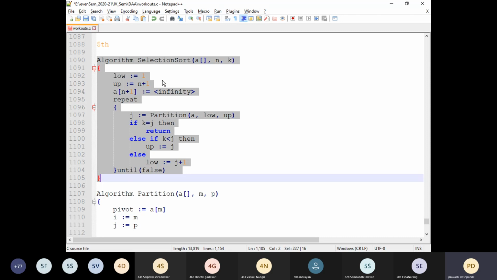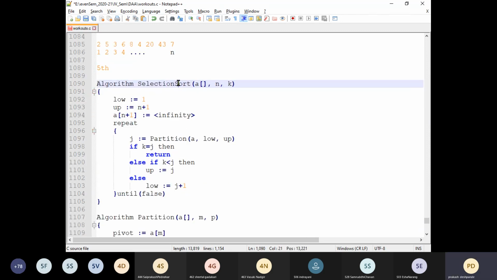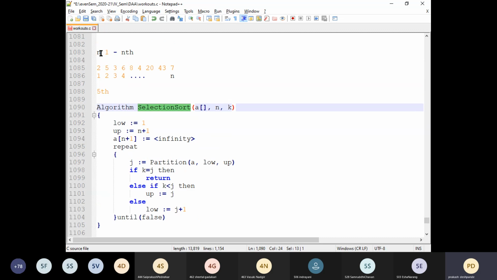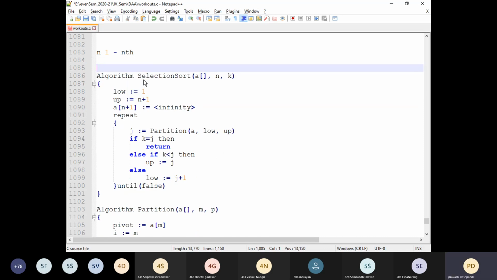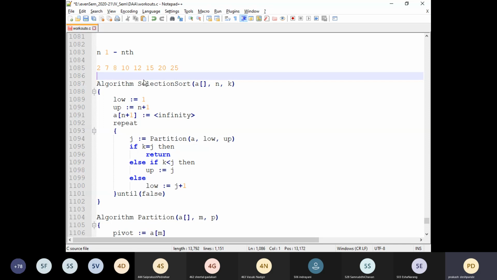Okay, pay attention, students. Now, the selection sort, as I said, if there are n elements, we need to position the element at the kth position properly. Suppose we take an example which I have solved already, and I'm going to use the same example in this case. If there are n elements and the elements are 2, 7, 8, 10, 12, 15, 20 and 25, how many elements are there here?